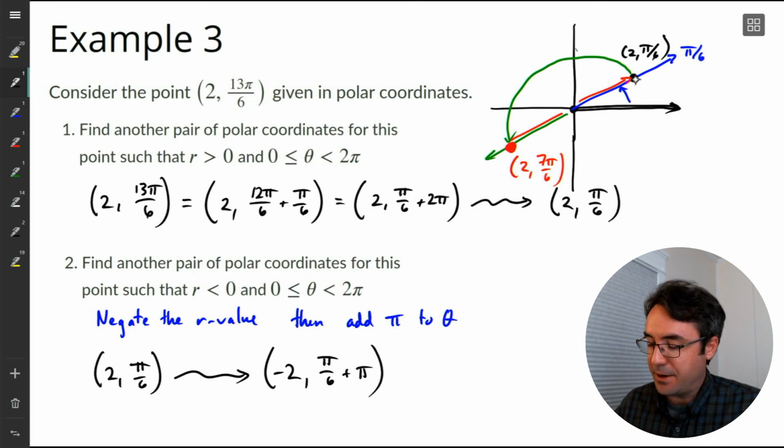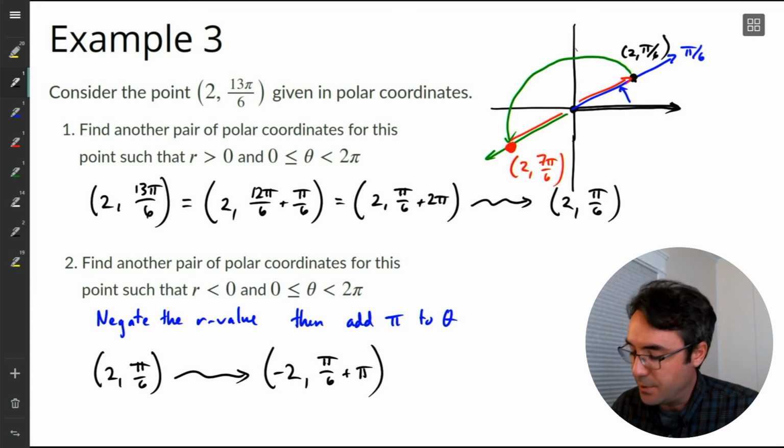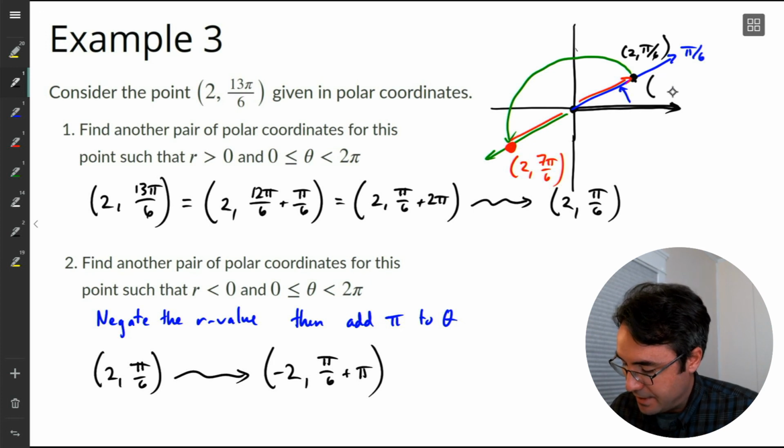So again, we started at our point. Adding pi to theta takes us halfway around the circle, so it would take us here. We don't want to be here. We want to be right here. So negating the r value sends us on a reflection through the origin back out to this point. That's the point that we wanted. So another way to represent this point is with -2 comma 7 pi over 6.